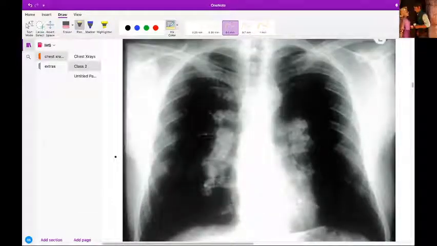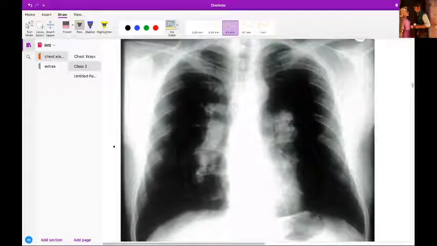What is this X-ray? What is the diagnosis?